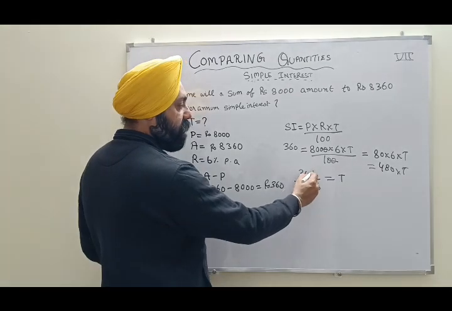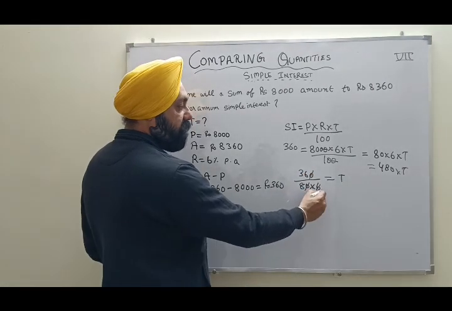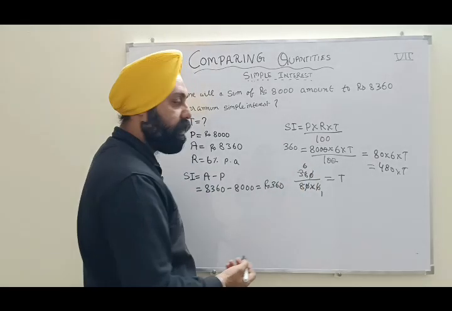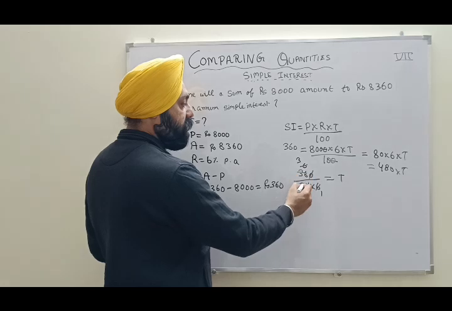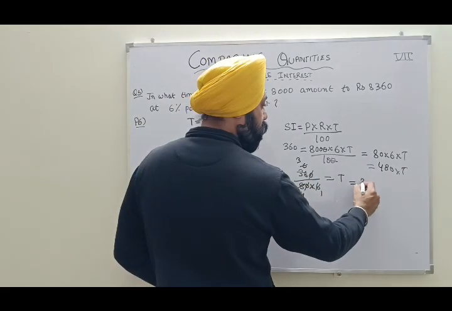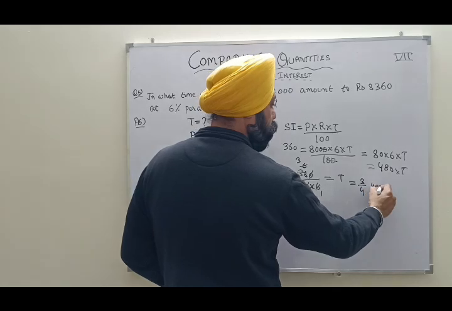Now here you can cut it. So 1 0 gets cancelled with 1 0. 6 1s are 6 and 6 6s are 36. Now 6 and 8 can also get cancelled out. 2 3s are 6 and 2 4s are 8. So time is 3 by 4 years.